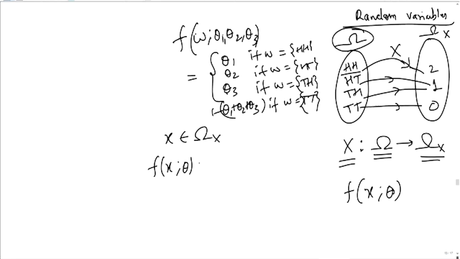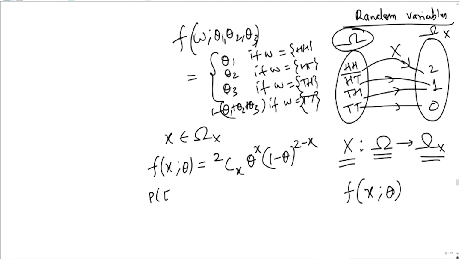F of x, theta equals 2 choose x, theta to the power x, (1 minus theta) to the power (2 minus x). So I have defined a probability assigner function using a very simple formula in a single line. That's very convenient. But does it work? Does it satisfy the 3 axioms? Let us see. So what axiom needs to be followed here?